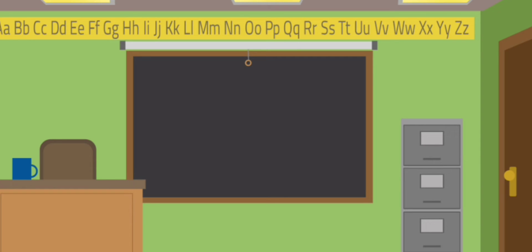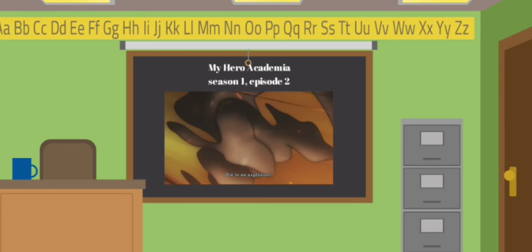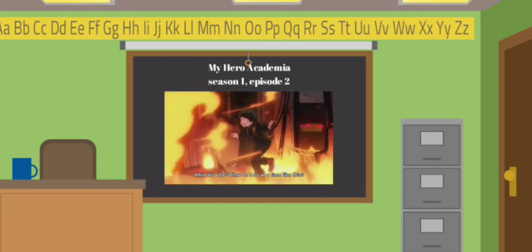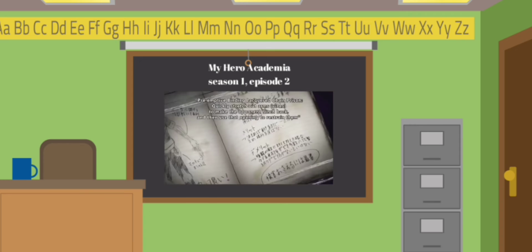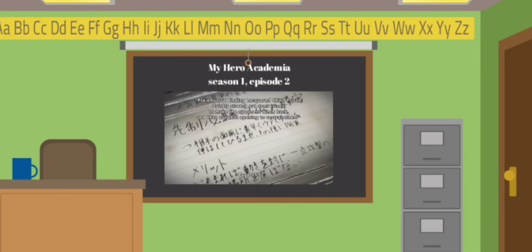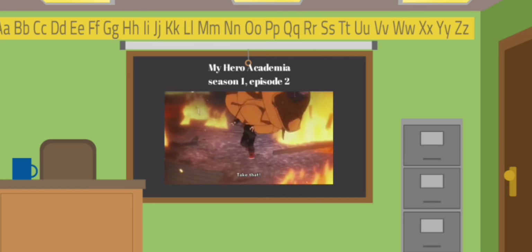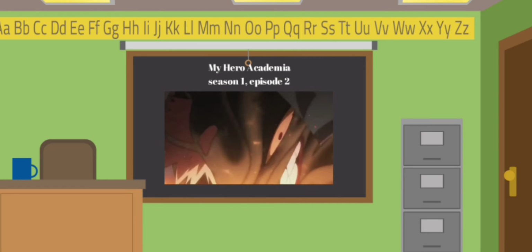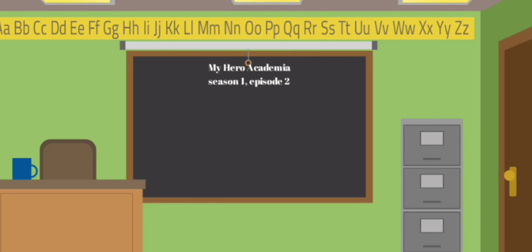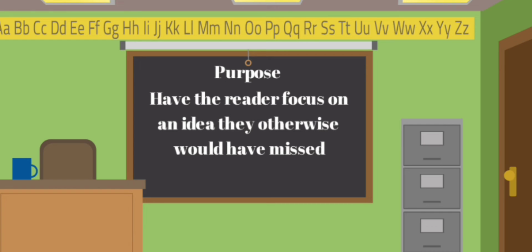A good film example of amplification would be in My Hero Academia Season 1 and Episode 2. Notice how they added that he took information from his notebook. Without some amplification, like showing the notebook page he was talking about, it would have been missed by the audience. The purpose of amplification is to have the reader focus on an idea they otherwise would have missed.